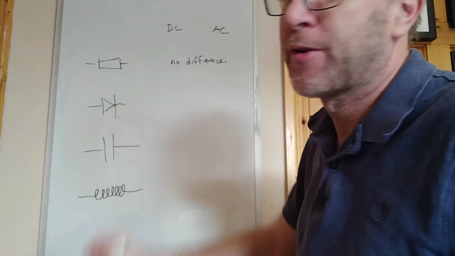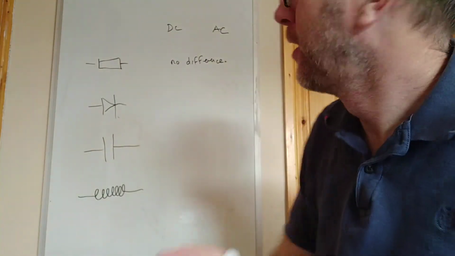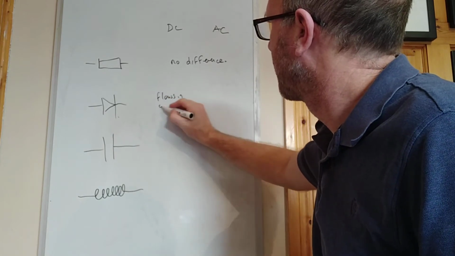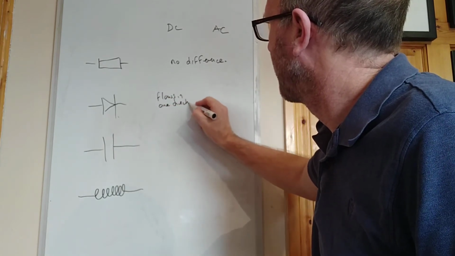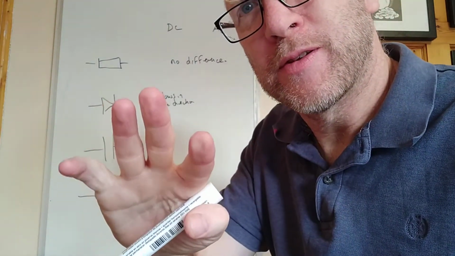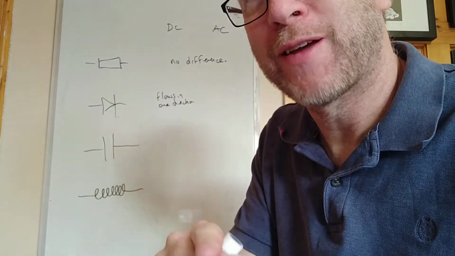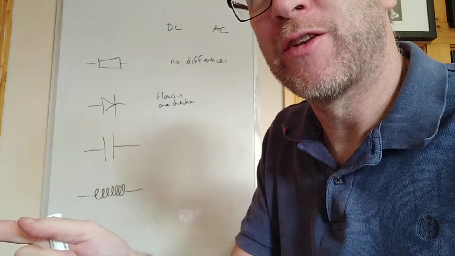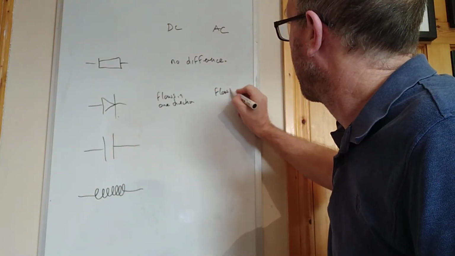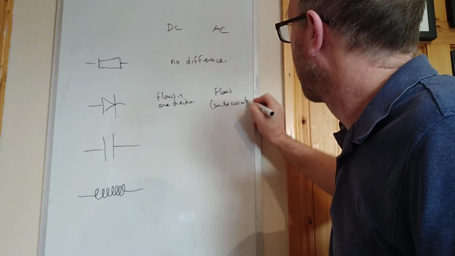Okay, the diode, remember now, flows in one direction for DC. For AC, AC flows in two directions, so basically it will work half at a time for each cycle. So current will flow, but it will be a smaller current.